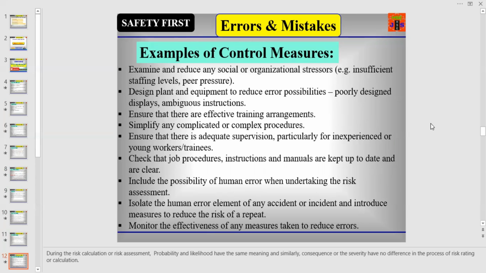Number seven, check that job procedures, instructions, and manuals are kept up to date and are clear. Number eight, include the possibility of human error when undertaking the risk assessment. Number nine, isolate the human error element of any accident or incident and introduce measures to reduce the risk of a repeat. And number 10, monitor the effectiveness of any measures taken to reduce errors.